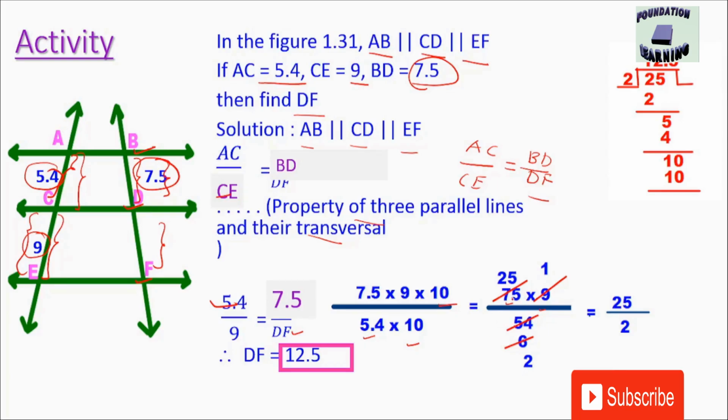Then when we cancelled it, I cancelled with the 9 table. 9 ones are 9, 9 sixes are 54, then 3 twos are 6, 3 twos are 6, and remainder 1, 3 fives are 15. So we got 25 upon 2, and we divided 25 by 2, we got the answer 12.5, and that is the value of DF.